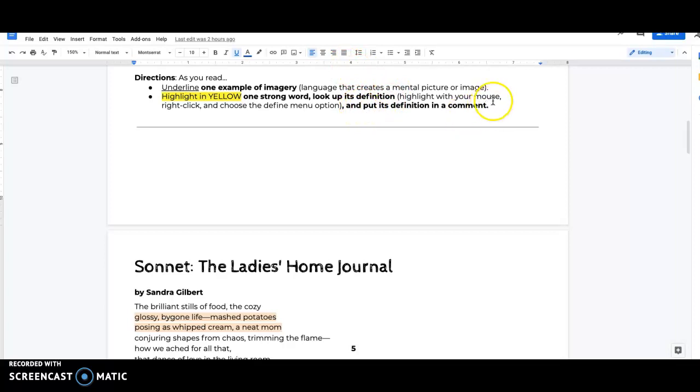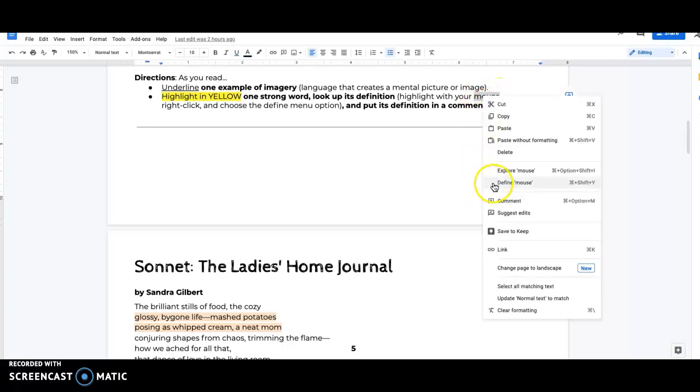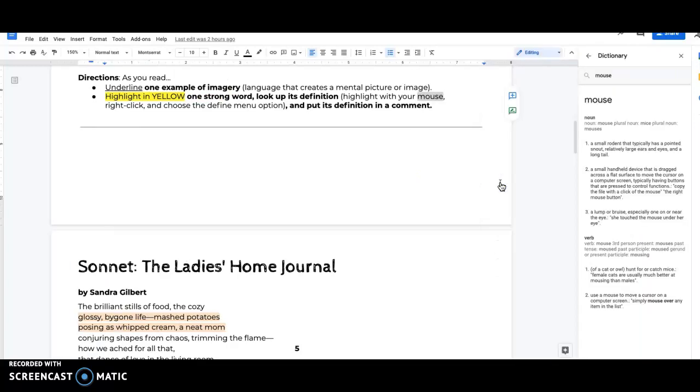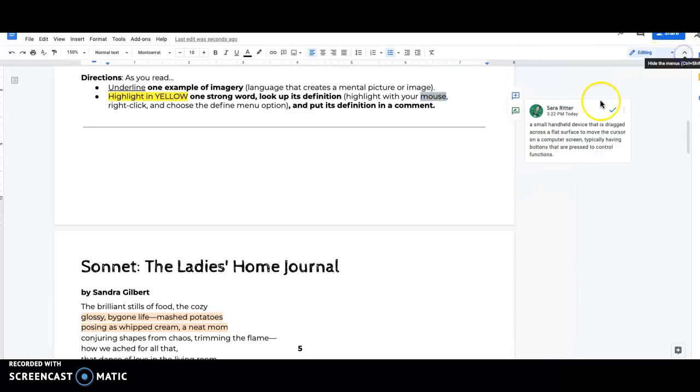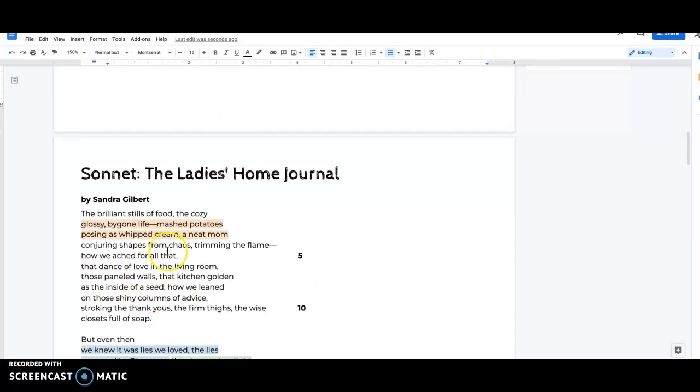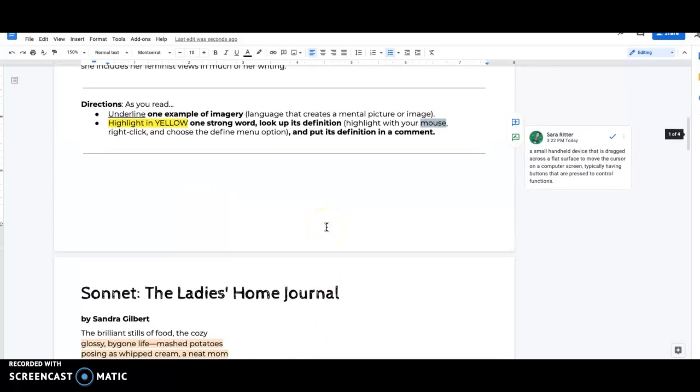If, say, I thought that mouse was a strong word, I would highlight it and click on it. In here, there's the define option that I've told you guys about. You're going to just copy and paste the definition, click add comment, and now you have defined your one word. Obviously, you will pick a word that is actually in the poem. I'm just doing that one as an example.